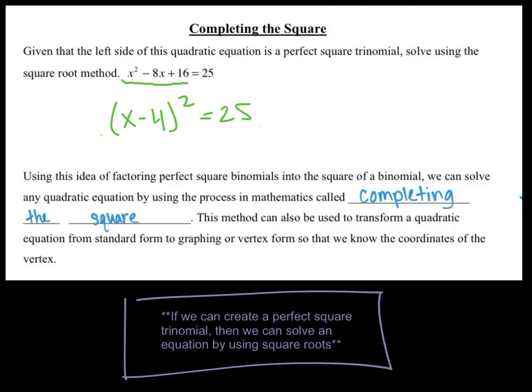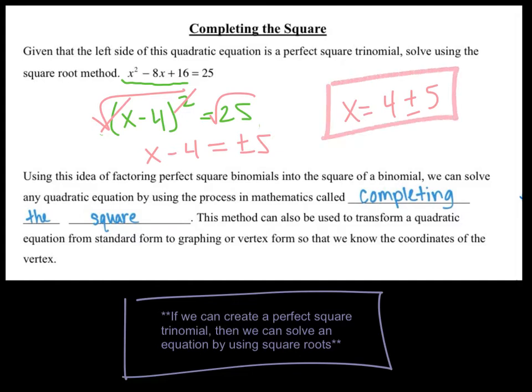So now you guys can solve using your square root. So that would go away. You'd be left with x minus 4 equals plus or minus 5. Add the 4 over, and x would be 4 plus or minus 5. So 9 or negative 1. So if we can create a perfect square trinomial, we can solve any equation using the square root method.